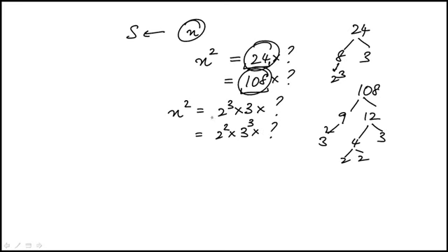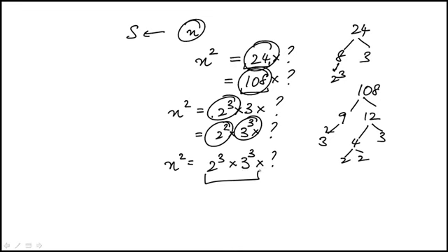So I know that n squared has to have a 2 cubed, and this says 2 squared. So I know for sure n squared must have 2 cubed. And for it to be a multiple of 108, I need to have 3 cubed. So this number is actually the least common multiple of both 24 and 108. And I need to have some other things.